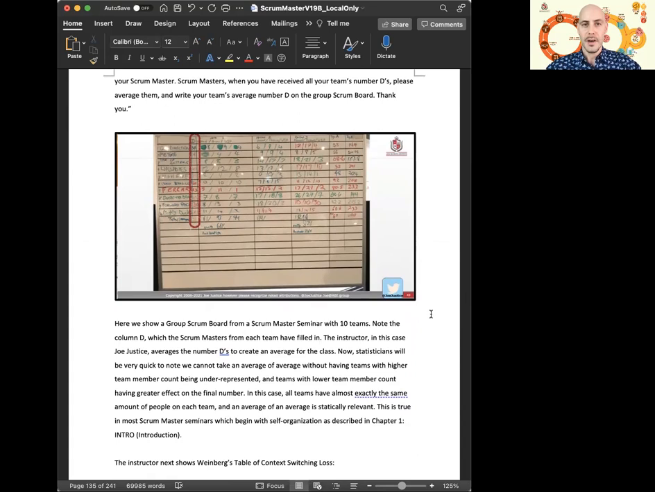Scrum Masters, when you have received all your team's number Ds, please average them. Write your team's average number D on the group Scrum board. Thank you.